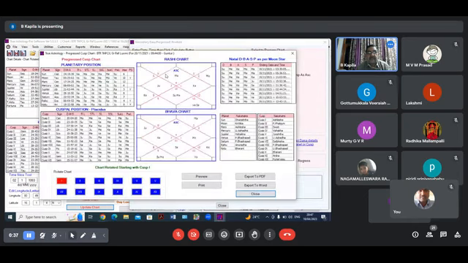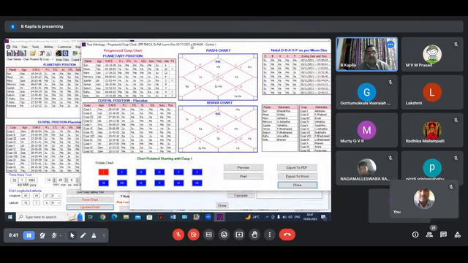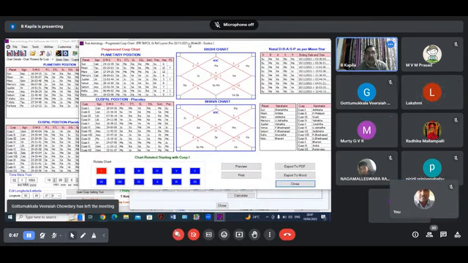Okay, is the chart visible now? Yes, sir. Progress cuspal chart is visible? Yes, sir. Okay. Now look here.